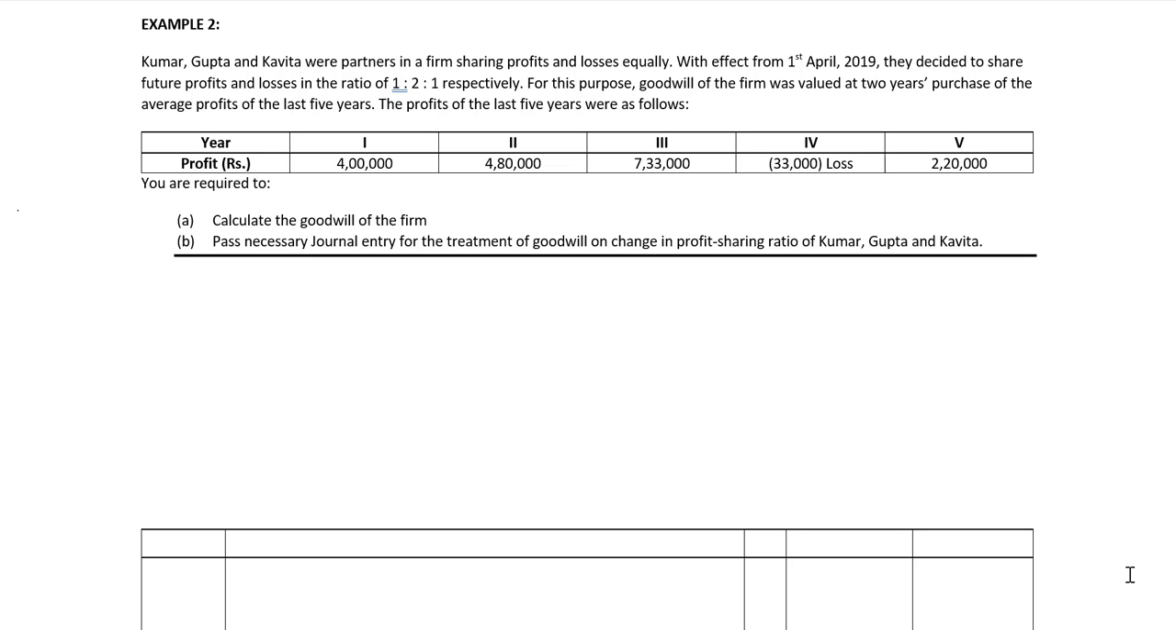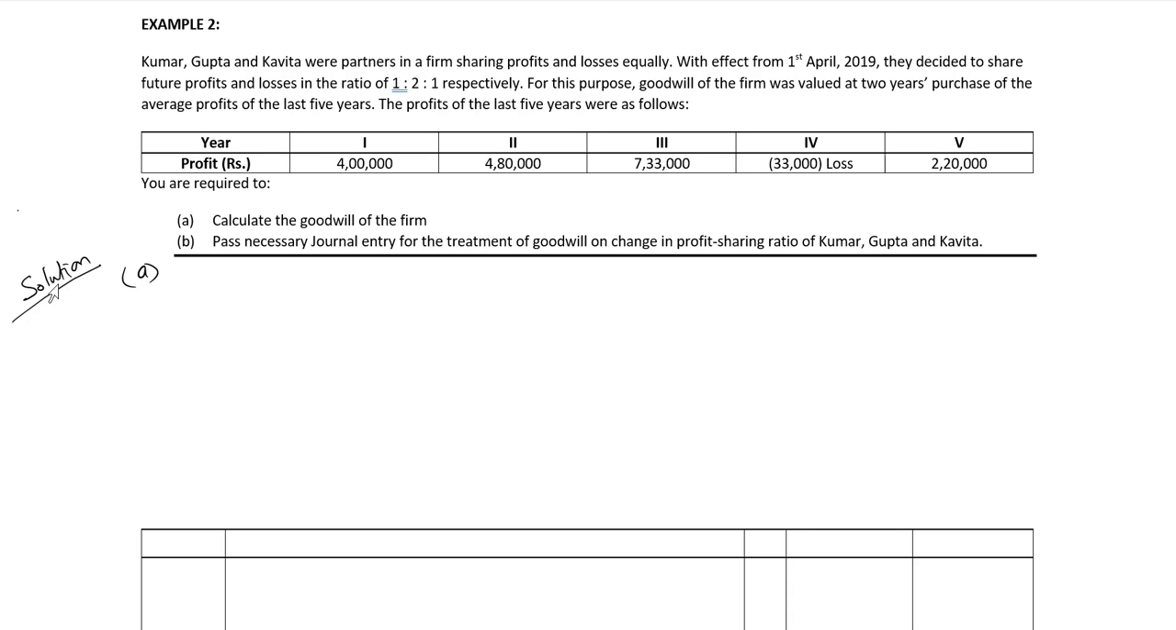The 5 years' profits are given in the form of a table. You are required to (A) calculate the goodwill of the firm, and (B) pass the necessary journal entry for the treatment of goodwill on change in profit sharing ratio of Kumar, Gupta and Kavita. So let's go to the solution. We'll begin with A, to find out the value of goodwill of the firm.